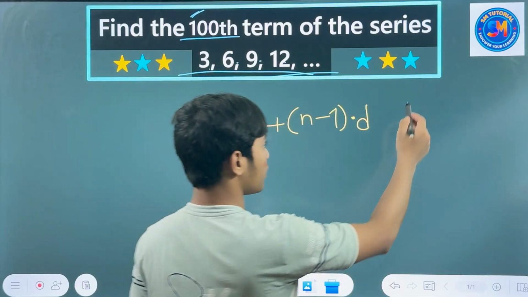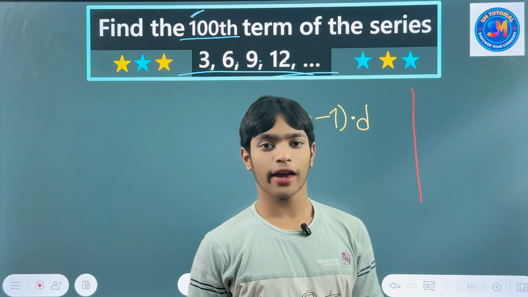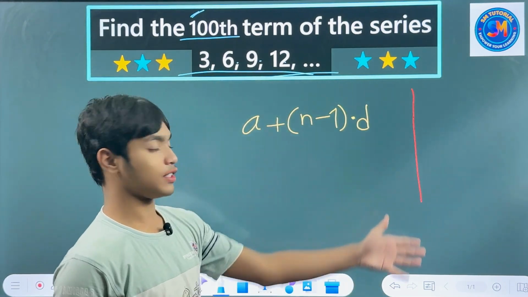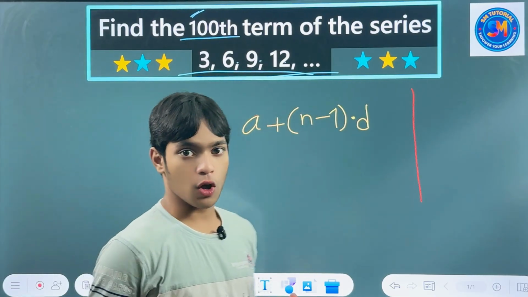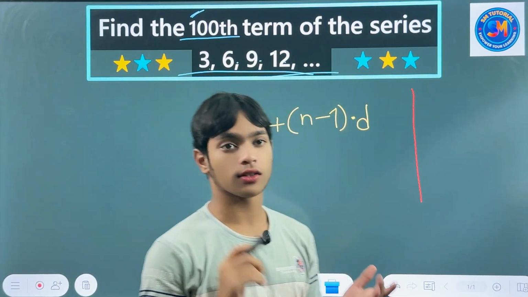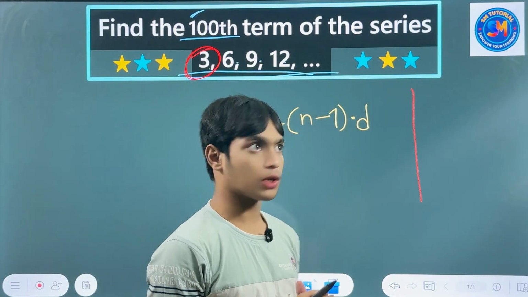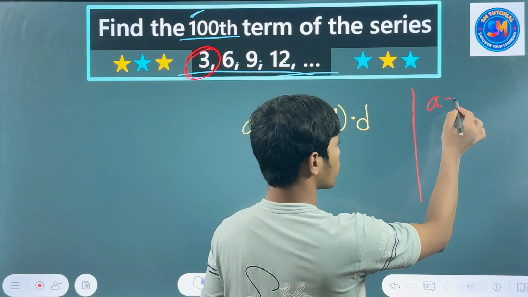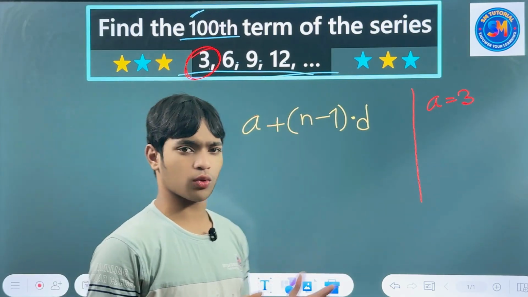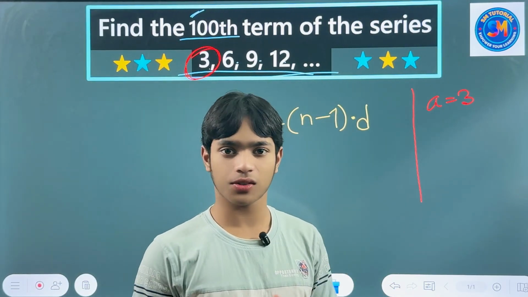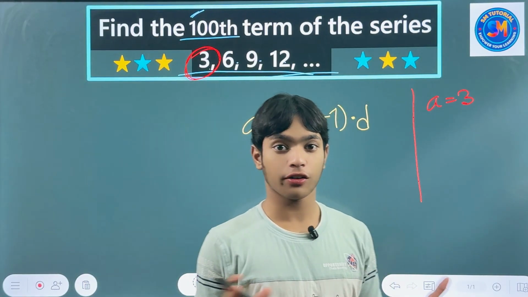So what is given here? Do you know what a is, what n is, what d is? Okay, I'm saying what a, n, and d are. a means the first term. What is the first term of your sequence? You can see our first term is 3. So you can write a equals 3. If you don't write it, that won't be a big deal if you understand it in your mind, but I'm writing it to make it very clear.